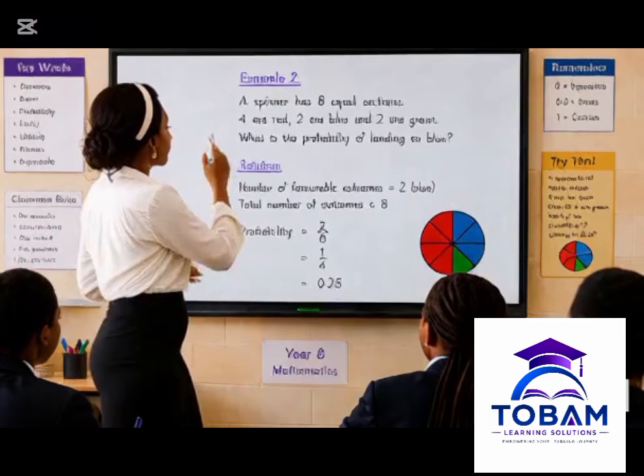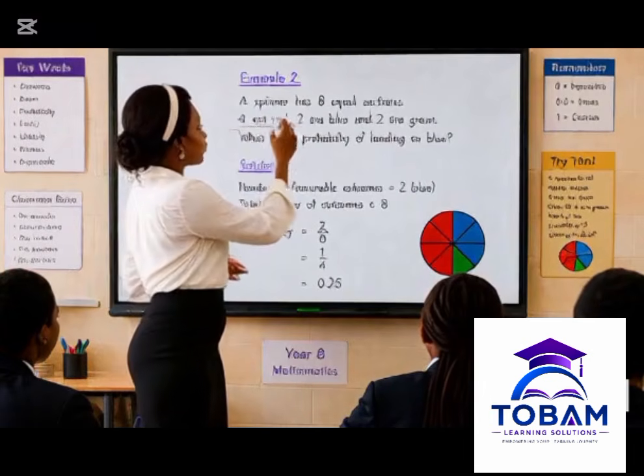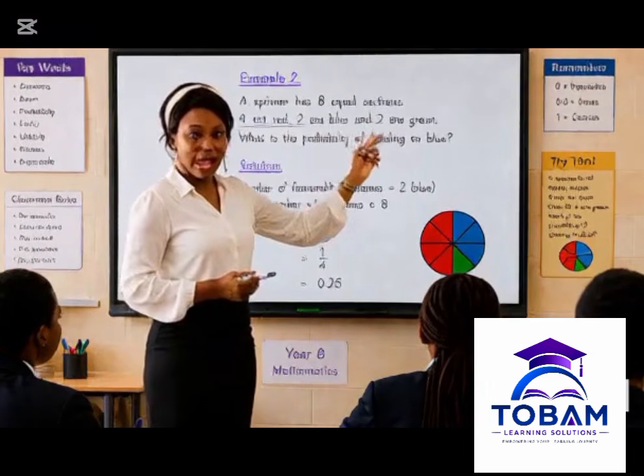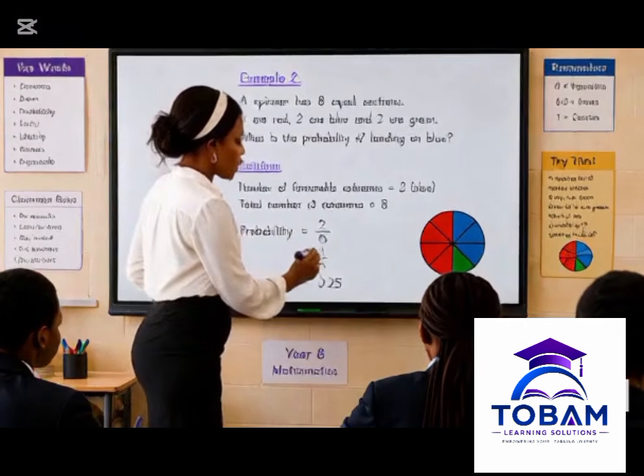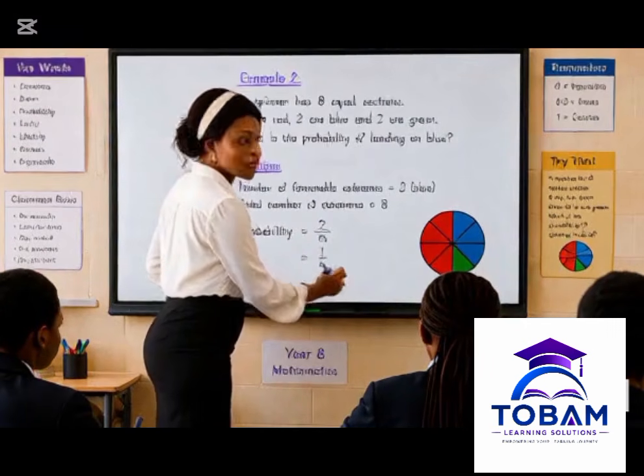Solution. Number of favorable outcomes equals 2 blue. Total number of outcomes equals 8. Probability equals 2/8. In its simplest form, it is 1/4 or 0.25.